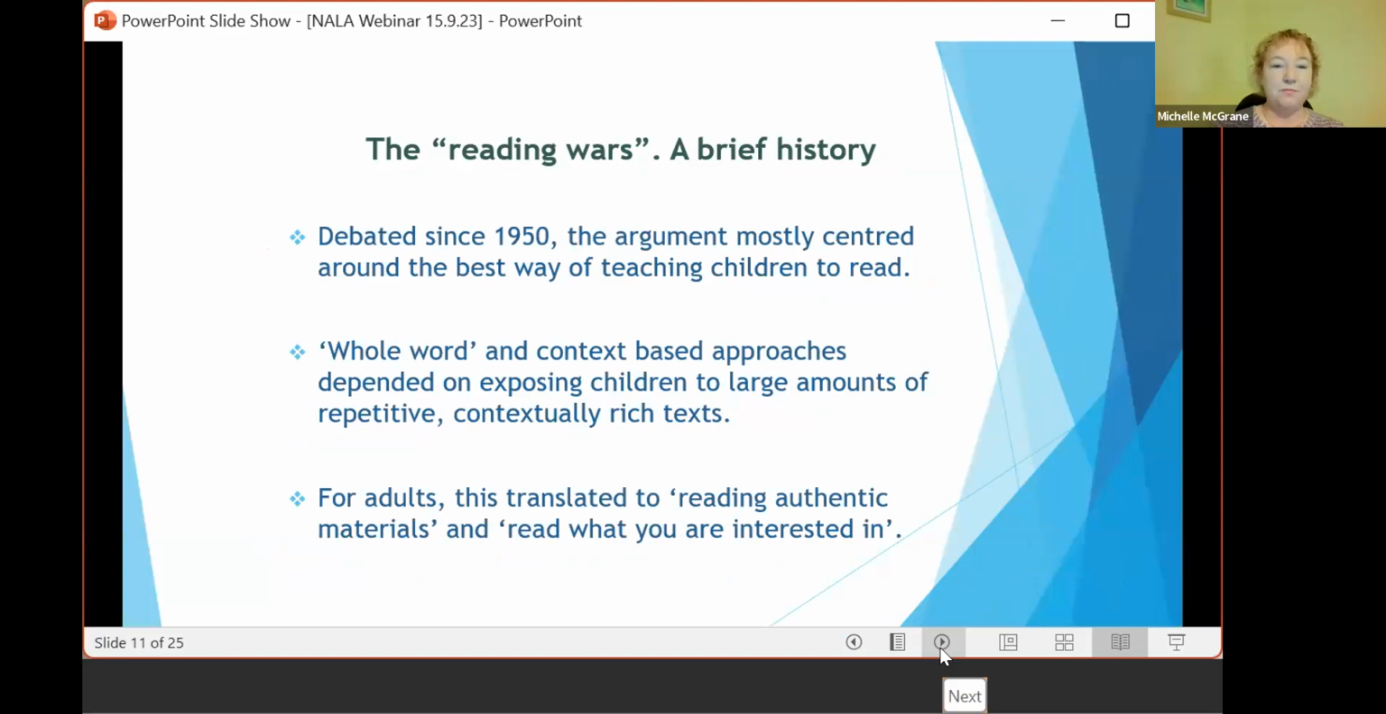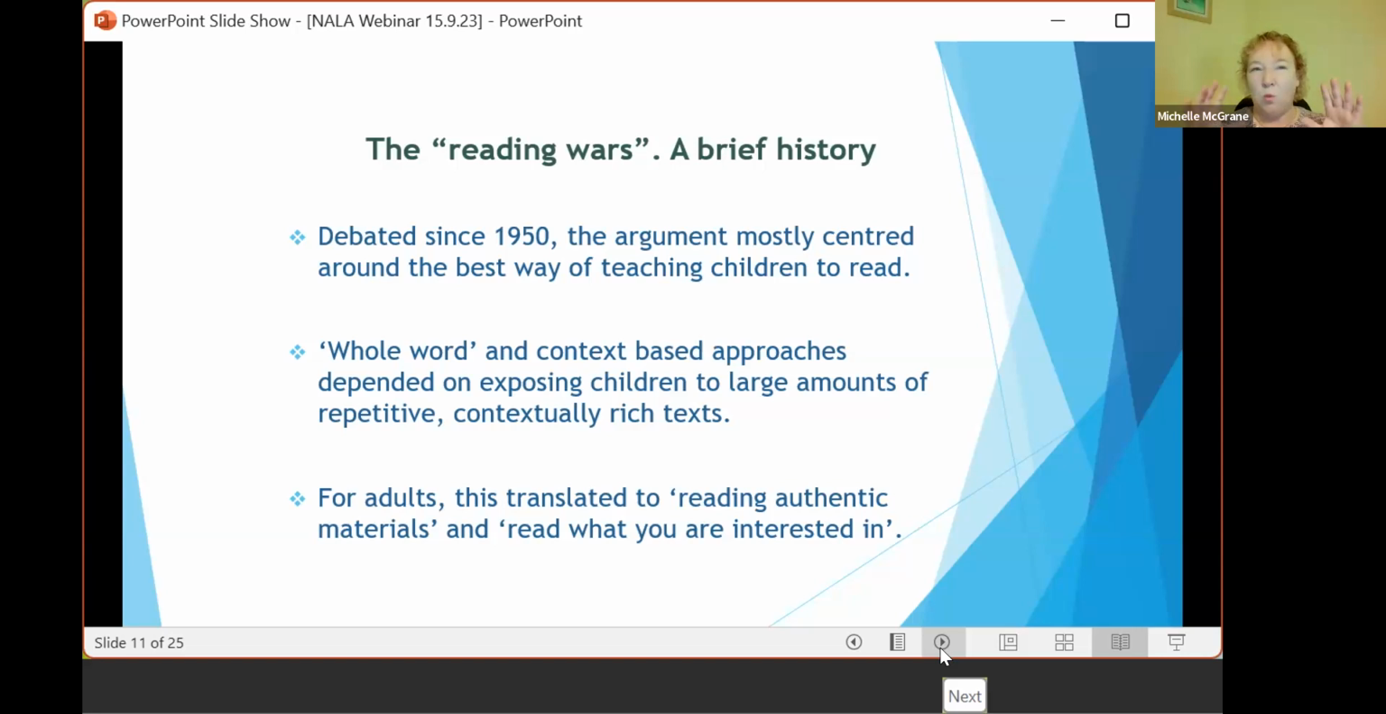One of the problems with the whole word approach was that there was some level of misinterpretation. One of the misinterpretations was that phonics became associated with babyish materials, like the cat sat on the mat, whereas whole word became associated with appropriate, authentic materials, get your learner to bring in their newspaper, that kind of thing.